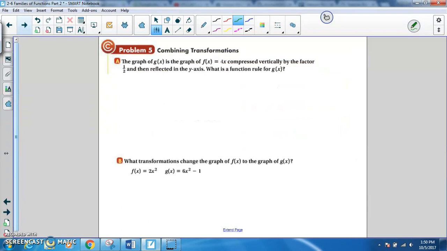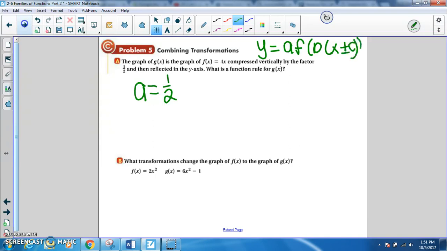Problem 5, combining transformations. The graph g of x is the graph of f of x equals 4x, compressed vertically by the factor of 1/2, and then reflected in the y-axis. What is the function rule for g of x? So if we are compressed vertically, that means a is equal to 1/2. And remember, that's our transformations equation. So a is equal to 1/2. And if we reflect in the y-axis, that means we are taking the opposite of our x values. So this means b is negative.